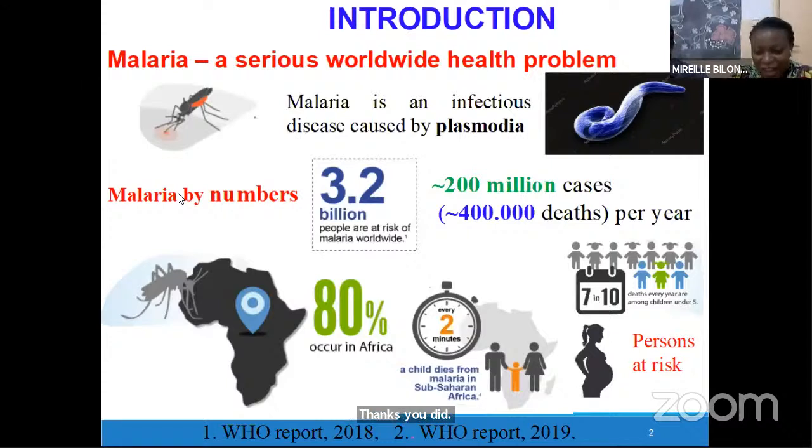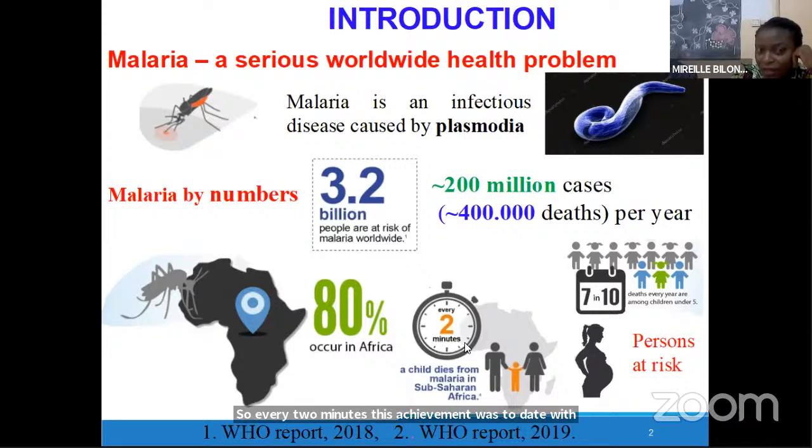Yeah, also in the introduction, I was saying malaria is a serious world problem, and it's caused by an infection of mosquito, most probably with the Plasmodium falciparum, which is the most dangerous species. So it causes about 2 million cases per year and about 400,000 deaths. And in Africa, almost 80% of malaria cases, and the persons at risk, are children and pregnant women. So every 2 minutes, there's a child who dies of malaria.